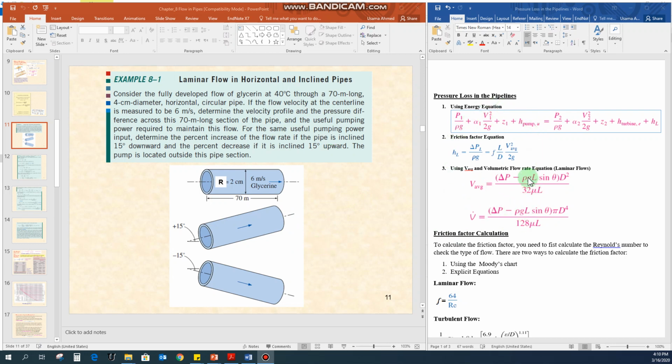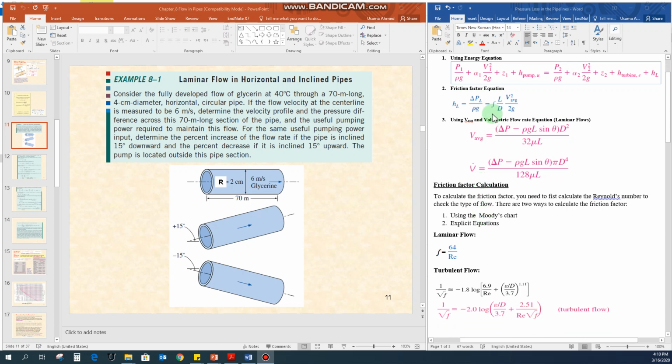Now to calculate this one, the friction factor, which is the second equation, the friction factor equation. Now to calculate this friction factor we have to use the Reynolds number, because the equation for the friction factor depends on the type of flow. For example, if you are dealing with the laminar flow, the equation to calculate the friction factor will be 64 divided by Reynolds number. And if the value for the Reynolds number lies in the region for the turbulent flow, then we have to use this equation to calculate the value for the friction factor.